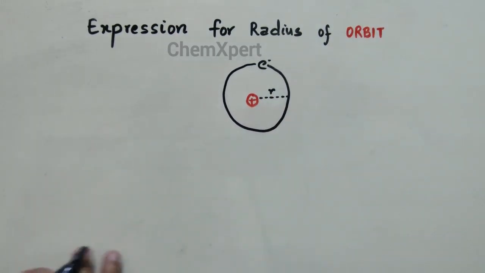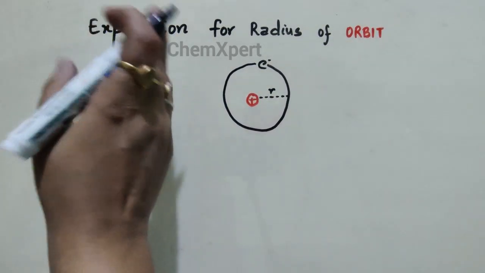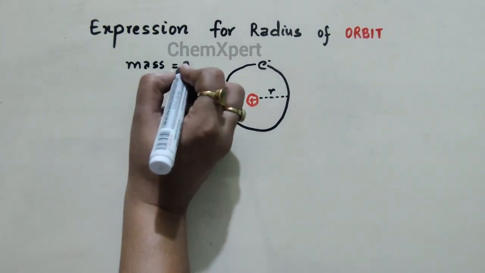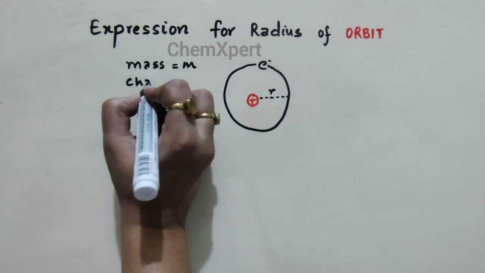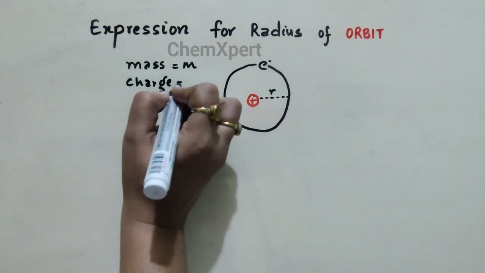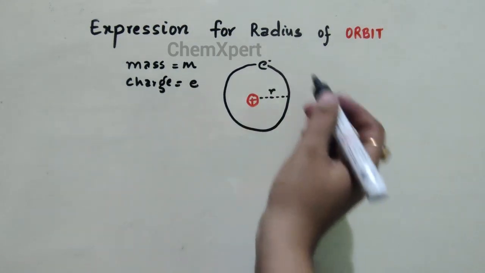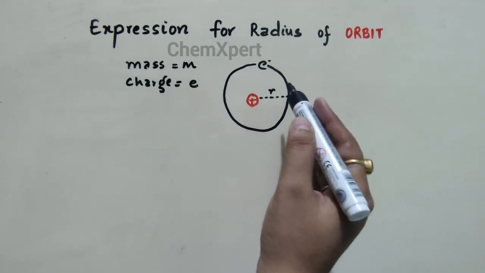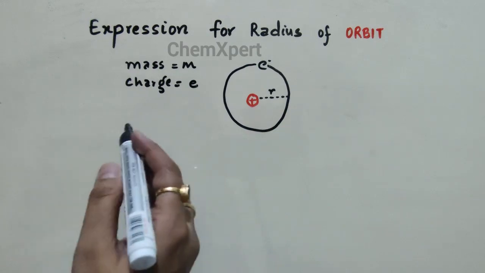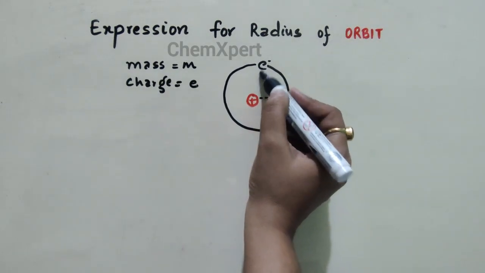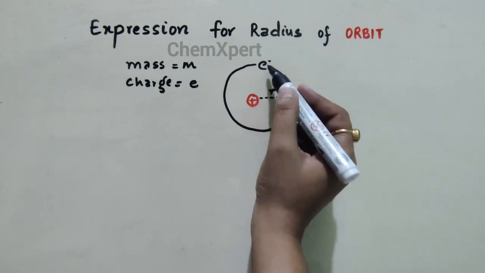For this we consider that there is an electron of mass m and the charge on that electron is e, and it is revolving around the nucleus with a tangential velocity v, and we are considering that this electron is experiencing the electrostatic force of attraction.